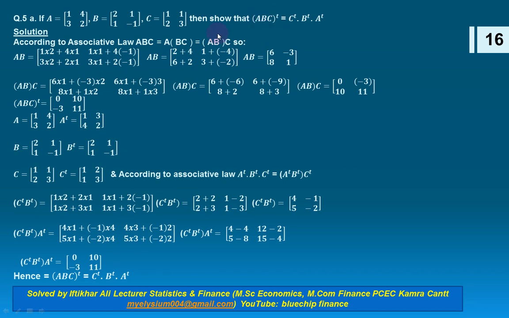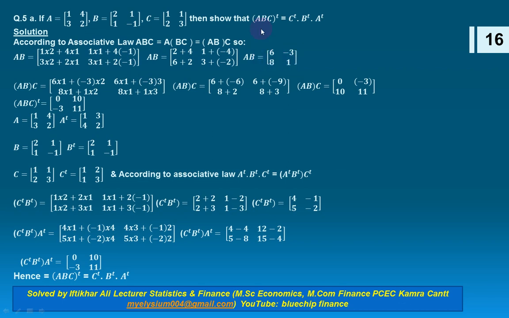So first of all, we will multiply AB. So first row first column, first row second column, second row first column, second row second column. 1 multiplied by 2 plus 4 multiplied by 1, 1 multiplied by 1 plus 4 multiplied by minus 1, 3 multiplied by 2 plus 2 multiplied by 1, and 3 multiplied by 1 plus 2 multiplied by minus 1. So after solving this, AB is 6 minus 3, 8 and 1.